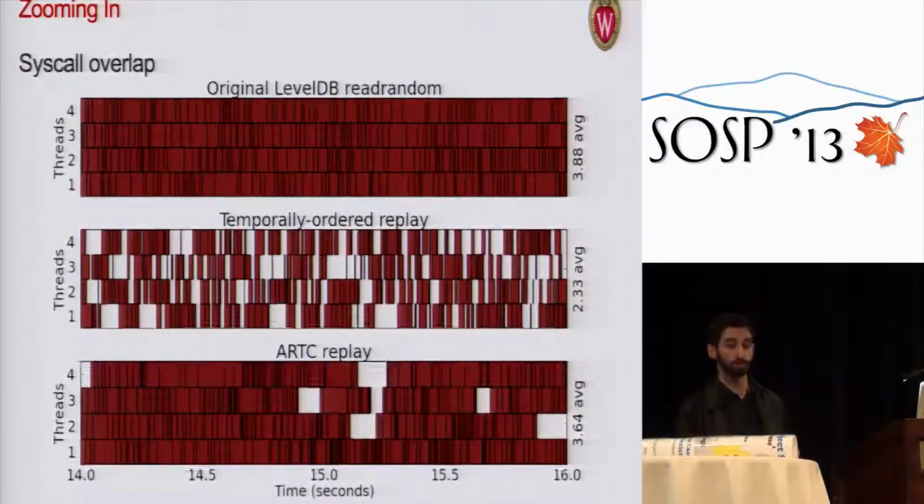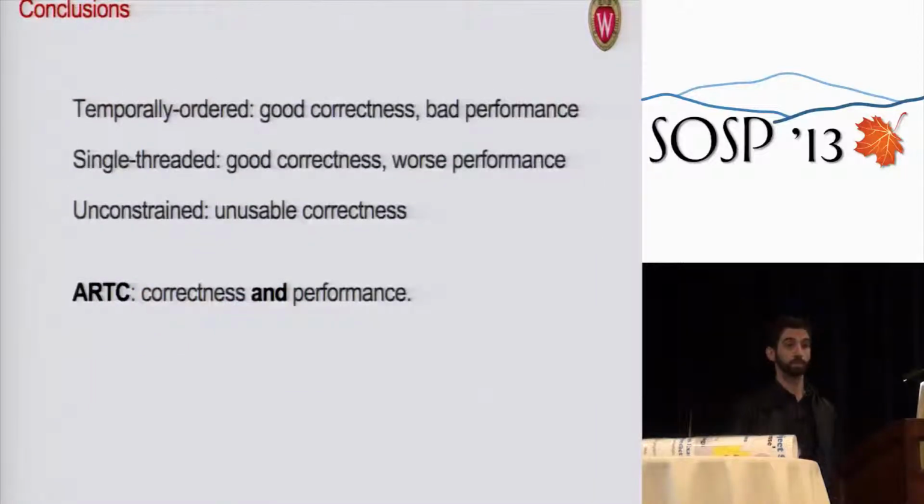So in conclusion, we have our simpler replay strategies that we've compared against that achieve good correctness results, but don't really give a useful sense of performance. And again, the unconstrained replay that we saw was nowhere near correct enough to really consider usable. Whereas ARTC achieves both good correctness results and gives you more of a meaningful sense of performance on your actual target system that you're looking at.